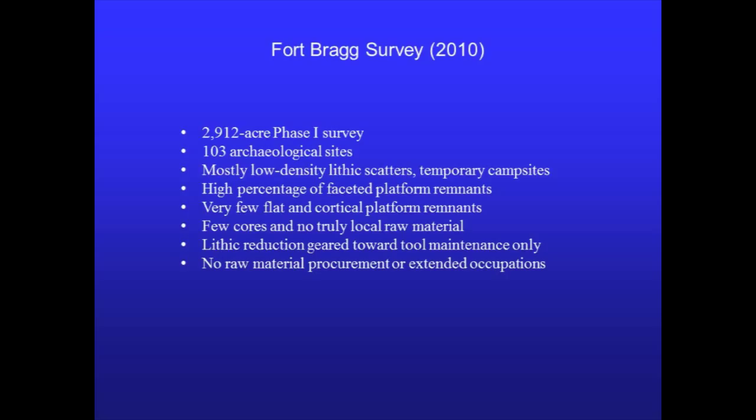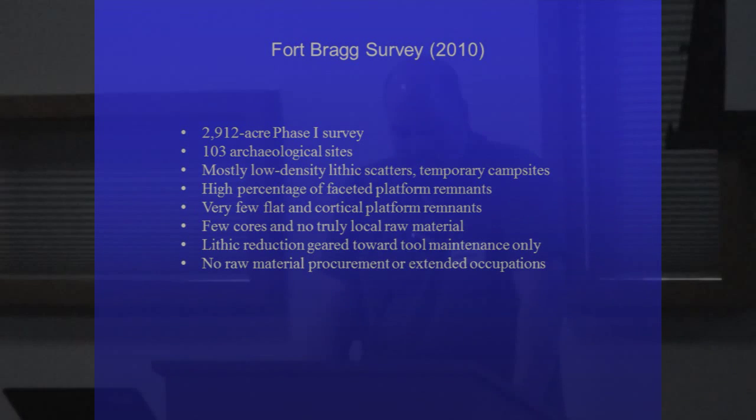Most of the sites contained a very high percentage of faceted platform remnants and very few flat or cortical types. They were extremely rare. Coupled with a lack of cores and local raw materials, the frequency suggests that the lithic reduction at these campsites was largely for tool maintenance, probably sharpening or maintaining existing tools that they brought with them. There was no evidence of raw material procurement, no evidence of extended occupations. So even with these limited phase 1 assemblages, a simple analysis of the platform remnant provided an insight into what folks were doing at these campsites and, more importantly, what they appeared to have not been doing.